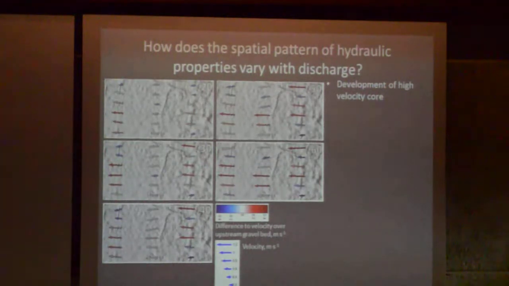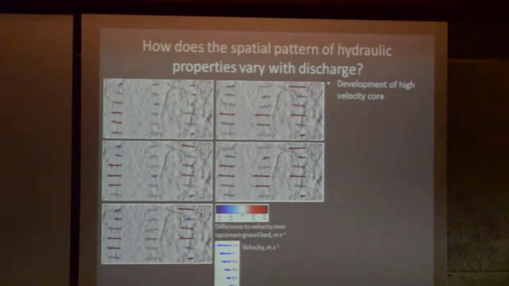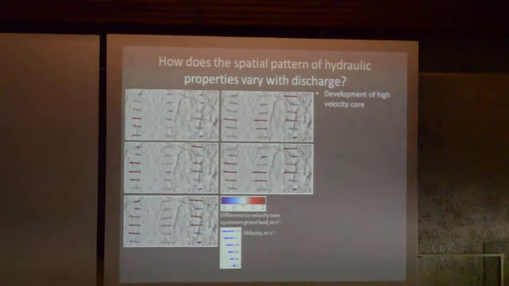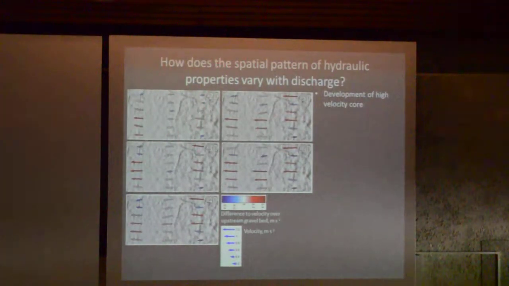Okay, so the question is, what does this spatial pattern of hydraulics look like as it changes through discharge? So what we've got here are 5 different images, and each one of these images shows the combination of downstream and cross-stream velocities at each of these different 18 locations. And this is the lowest discharge up here, and this is the highest discharge up here. And the colour scale is basically relative to average velocity for each one of those different components. And the length of the arrows is telling you the absolute velocity.